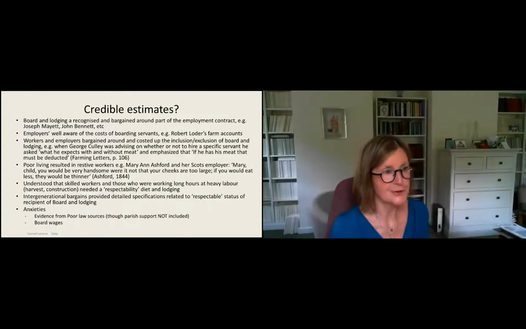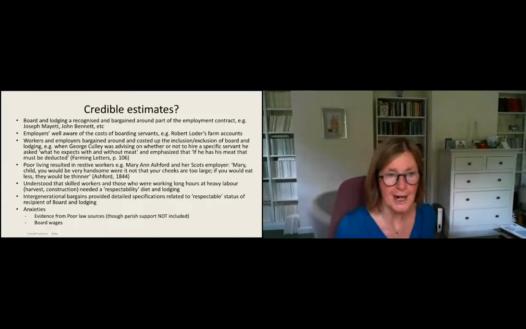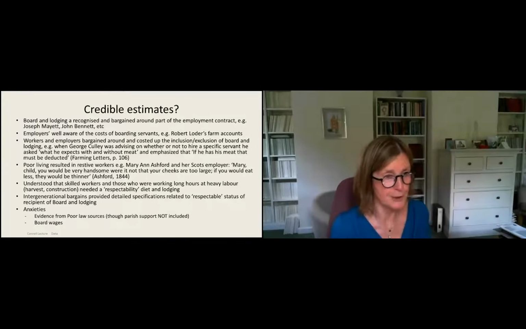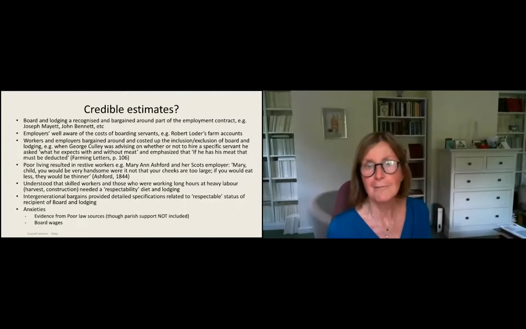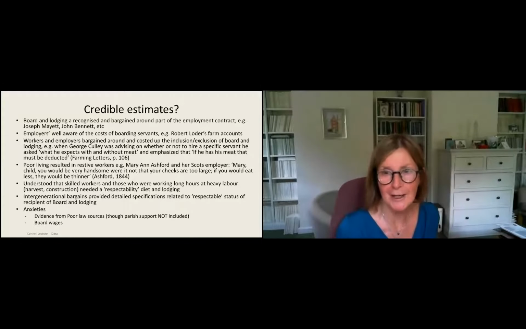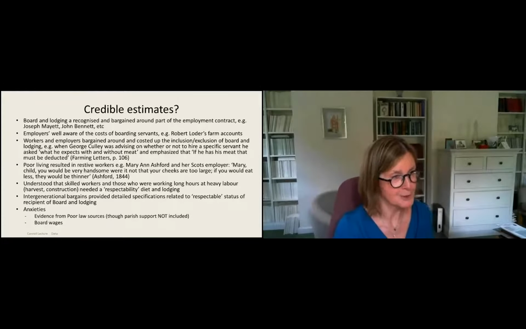My favorite evidence for how these costs were genuinely integrated into contracts and their robustness is in Mary Ann Ashford's comments about diet in her autobiography. She describes a Scots employer who is trying to stint on food. And in fact, she explains how the employer says, oh, Mary, you would be so much more handsome if your cheeks weren't so large. And maybe if you ate less, you would be thinner and more attractive. So Mary Ann Ashford records this employer. Of course, Mary Ann is too canny for the employer. And she, in fact, shifts her employment pretty soon after these comments and after the stint of diet.